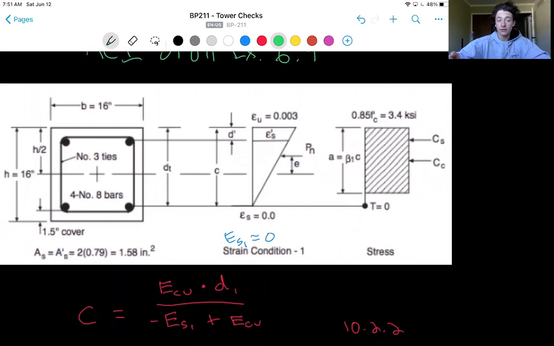This strain compatibility equation from the code can be rearranged such that c equals ECU times d1 over negative ES1 plus ECU. In this case, ES1 is 0, as stated above, so c equals d1, which is that distance to the bottom steel.